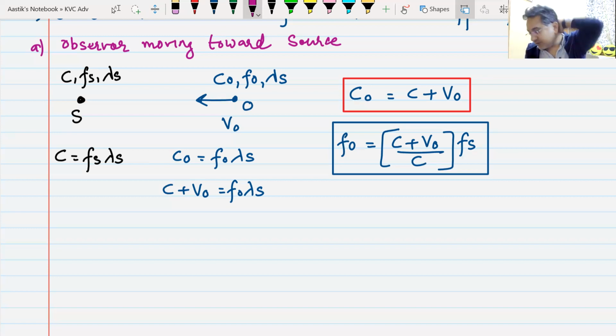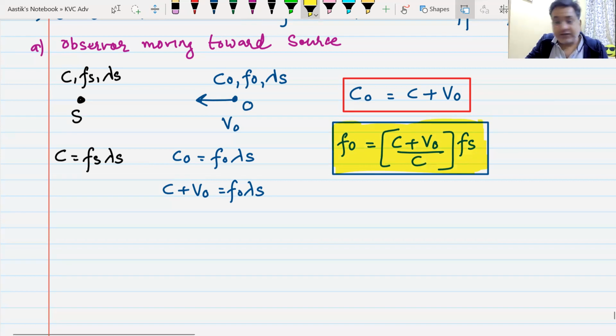Okay. Then what is the relation between the speed he receives and the actual speed of sound? Tell me whatever you want to say. Sir, C is equal to Fs into lambda s and C naught equals F naught into lambda s. Okay, what will be the formula of frequency that you will get? F naught equals C minus V naught by C into Fs. Okay. So we have understood this.